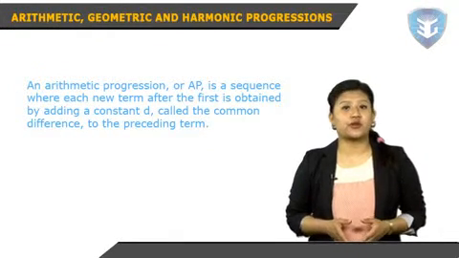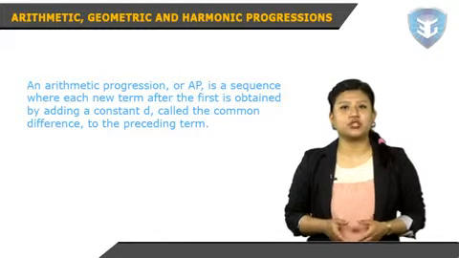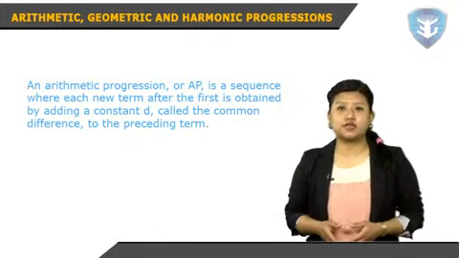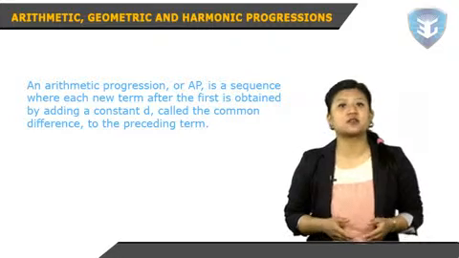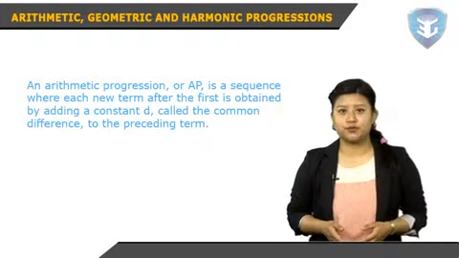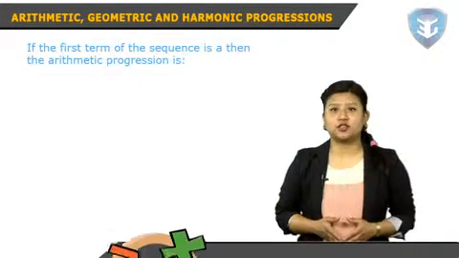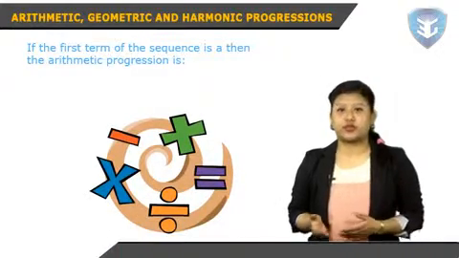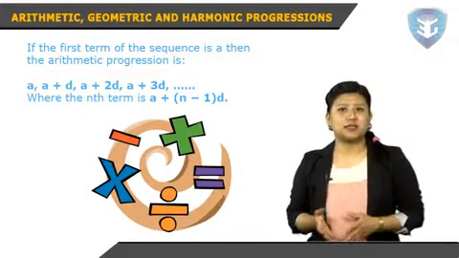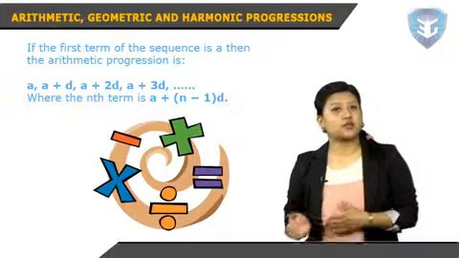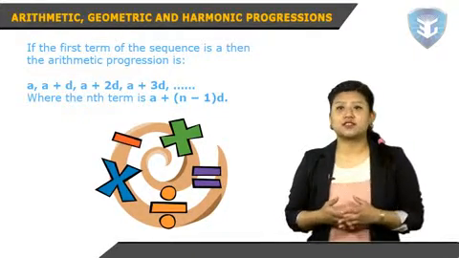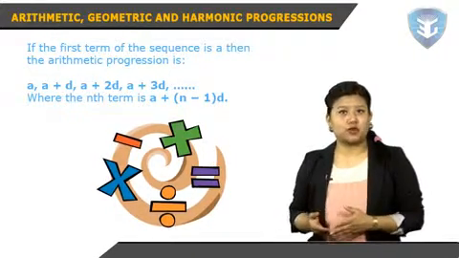An arithmetic progression or AP is a sequence where each new term after the first is obtained by adding a constant d, called the common difference, to the preceding term. If the first term of the sequence is a, then the arithmetic progression is a, a plus d, a plus 2d, a plus 3d, where the nth term is a plus (n minus 1)d.